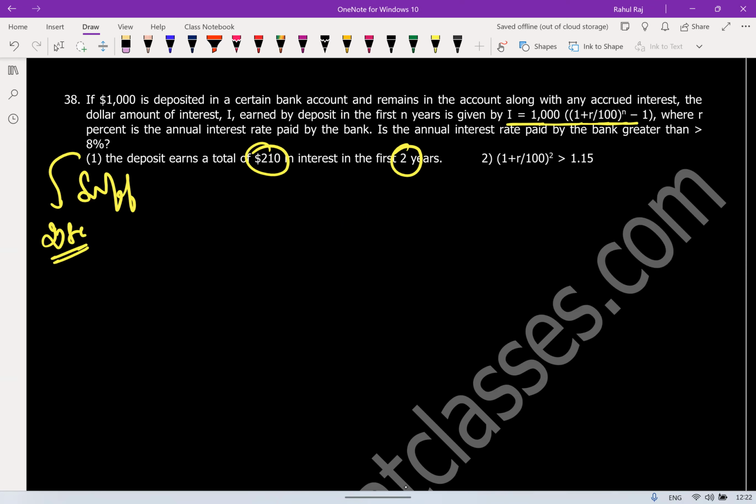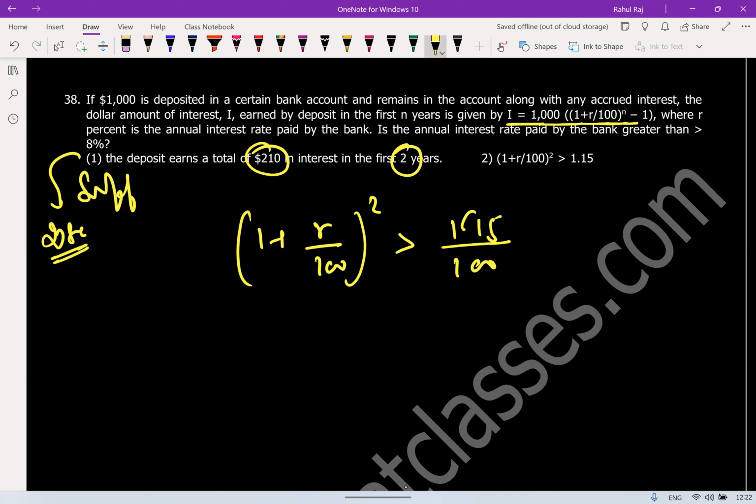Now the second statement says (1 plus R by 100) square is greater than 1.15. In this option, the best way is to solve the inequality. A lot of people take the value of R as 8%, 7%, 7.5%, and they start calculating, but that's not required. That's a bit lengthier process. It's better to solve this particular equation.